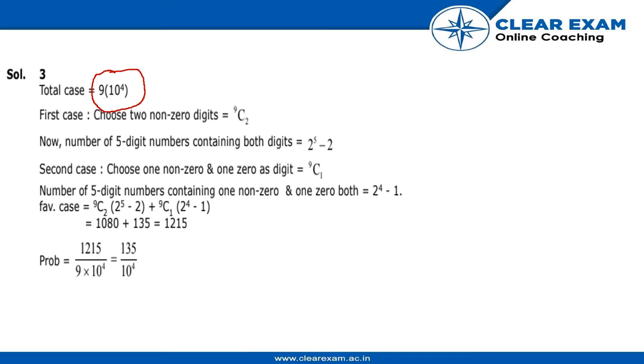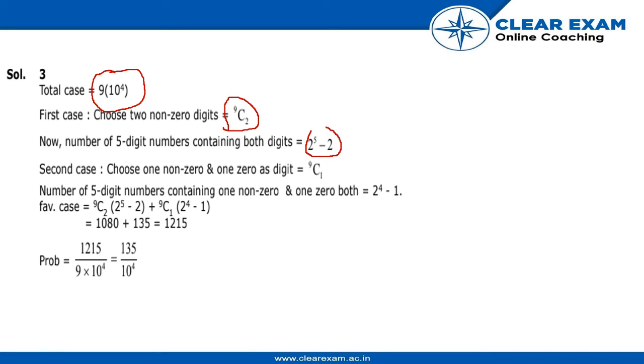So first case would be where we have to choose two non-zero digits. So for that we have formula 9C2. Okay, now after that we would find the number of 5-digit numbers that contain both the digits. So in this we would find it by 2 raised to the power 5 minus 2.